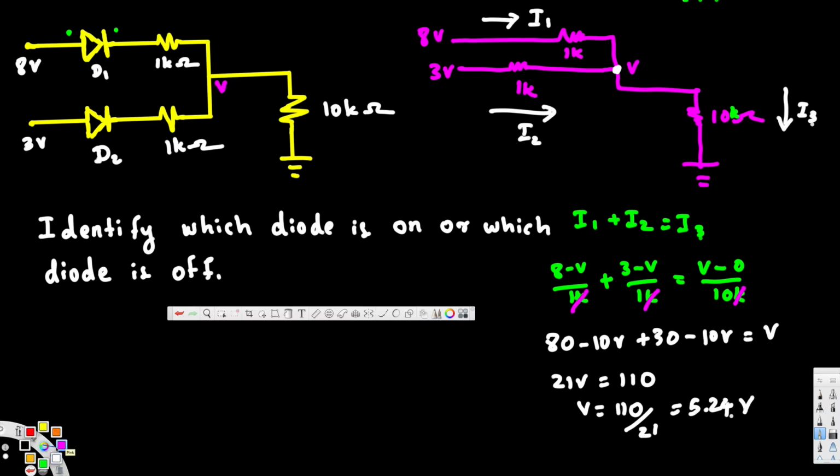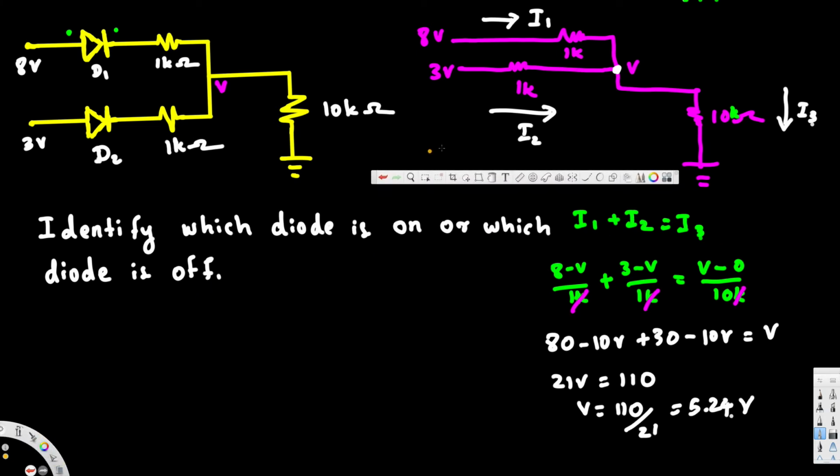Now we found the voltage here. Now we have to see whether we are getting a positive current. If we get a positive current, it means our assumption is correct: this is in forward bias and this is an open circuit. Now let's look at I1. I1 is going to be 8 minus the voltage we found, 5.24, divided by 1k. This is a positive current, right?